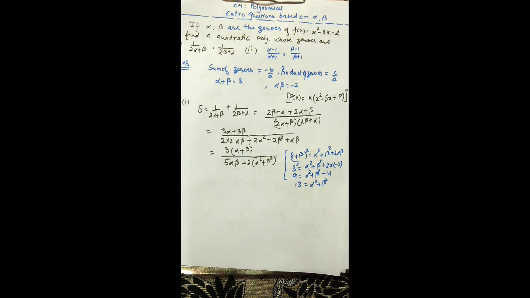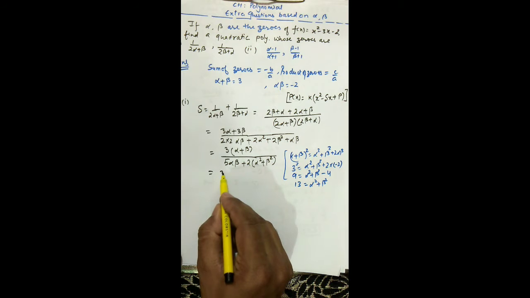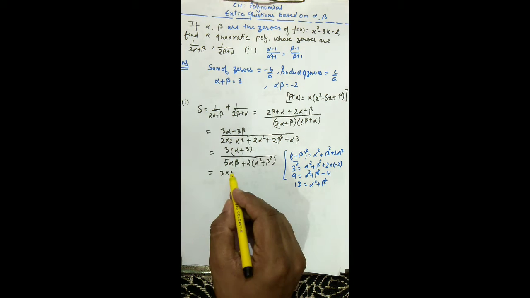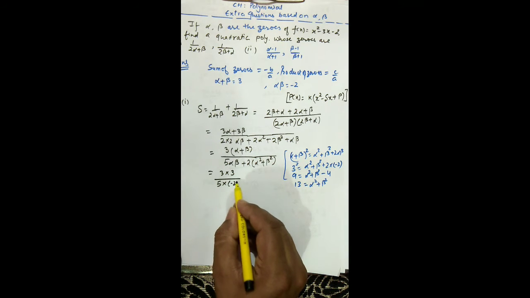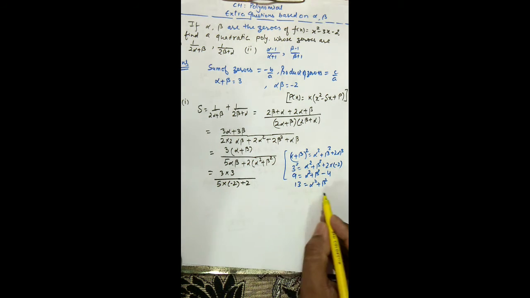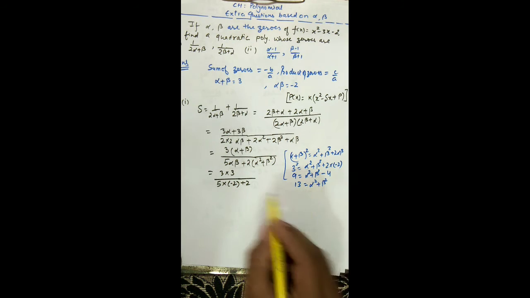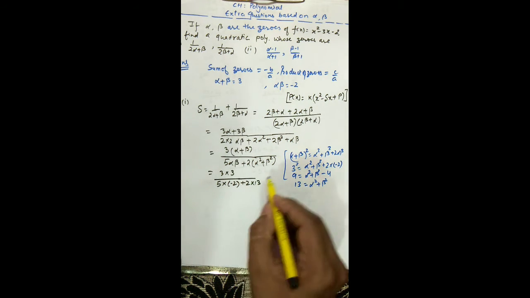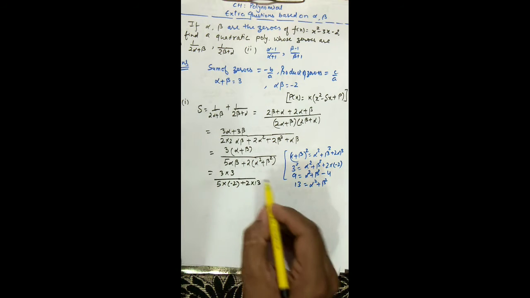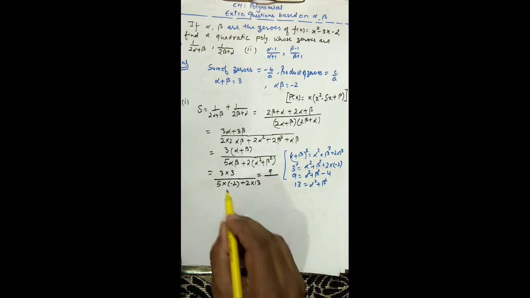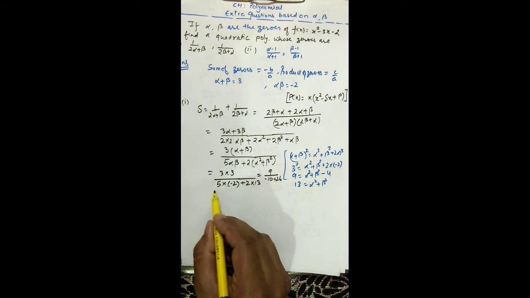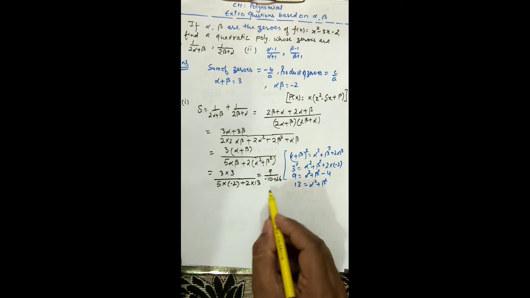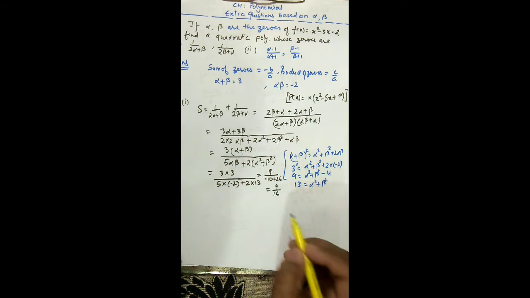Now you just substitute these values here. 3 into alpha plus beta is 3, so this is 3. 5 into alpha beta, this value is minus 2, and plus 2 into the value you have calculated, which is 13. So ultimately you get 9 in the numerator, and in the denominator minus 10 plus 26. So your answer for this is 9 upon 16.